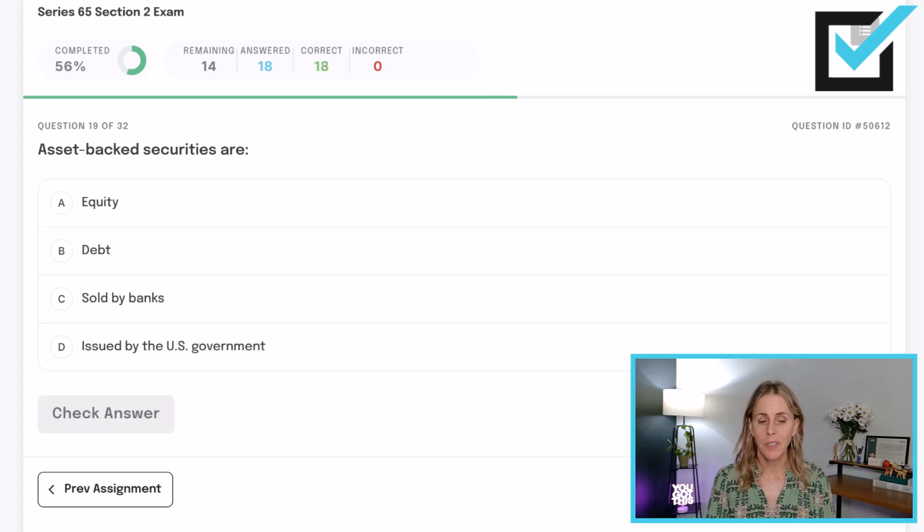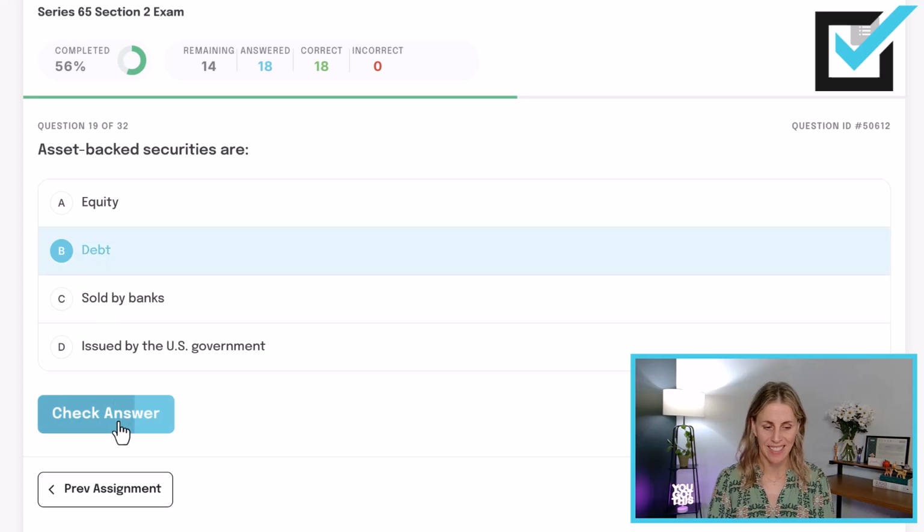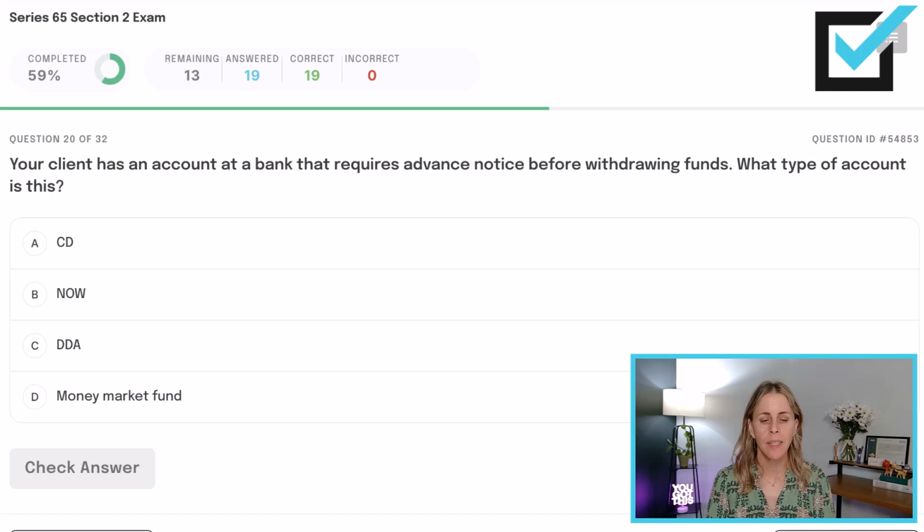Asset-backed securities are equity, debt, sold by banks, issued by the U.S. government. Asset-backed securities are debt. That's a tricky one.